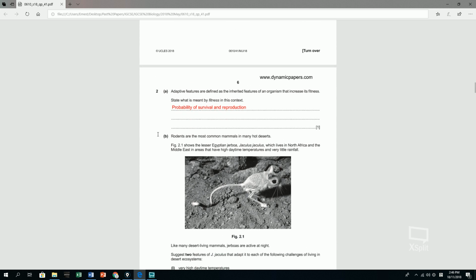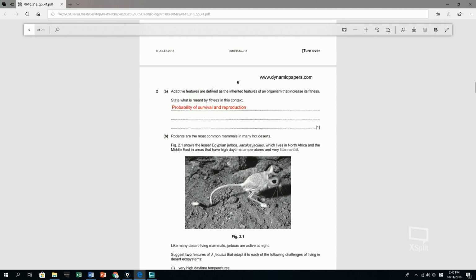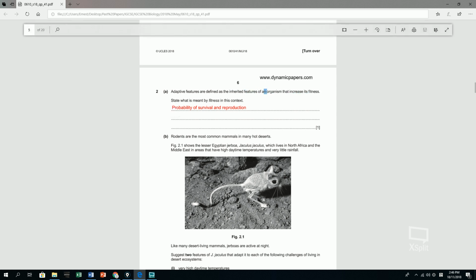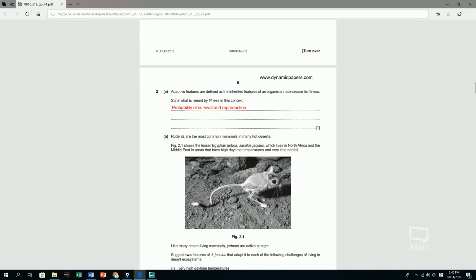Alright, so moving on, adaptive features are defined as inherited features of an organism that increase its fitness. This term adaptive features has come up in other papers as well, where they got you to define it. So this would literally be the definition here: inherited features of an organism that increase its fitness. In this specific question, they're asking you what is meant by fitness. This is also a common question. It's the probability of an organism's survival and reproduction in that specified environment.